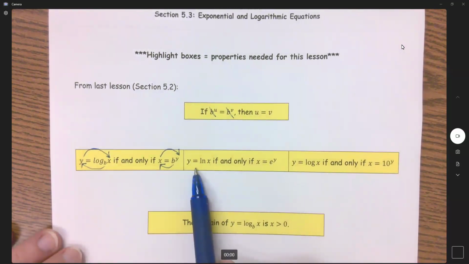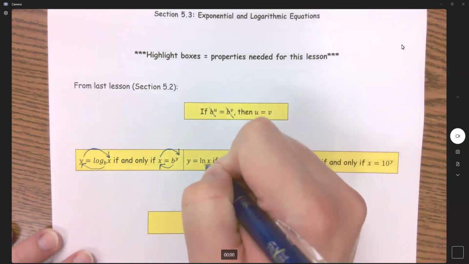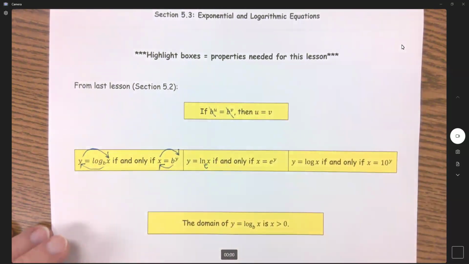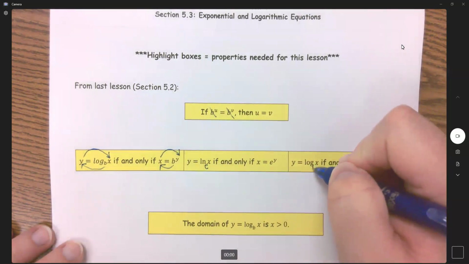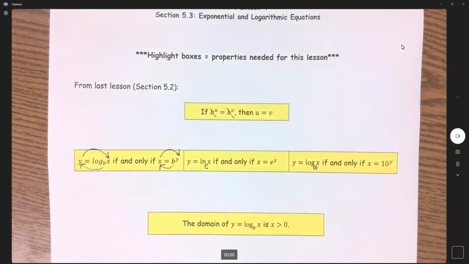Same if I have a log, we need to remember that's a log with a base of e if I have a natural log. And then if I have a common log, we need to remember that that is a log with a base of 10.